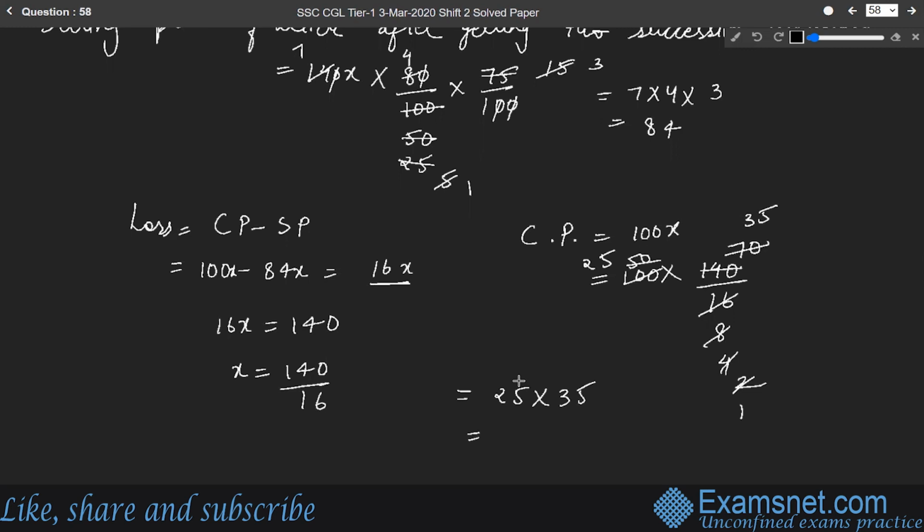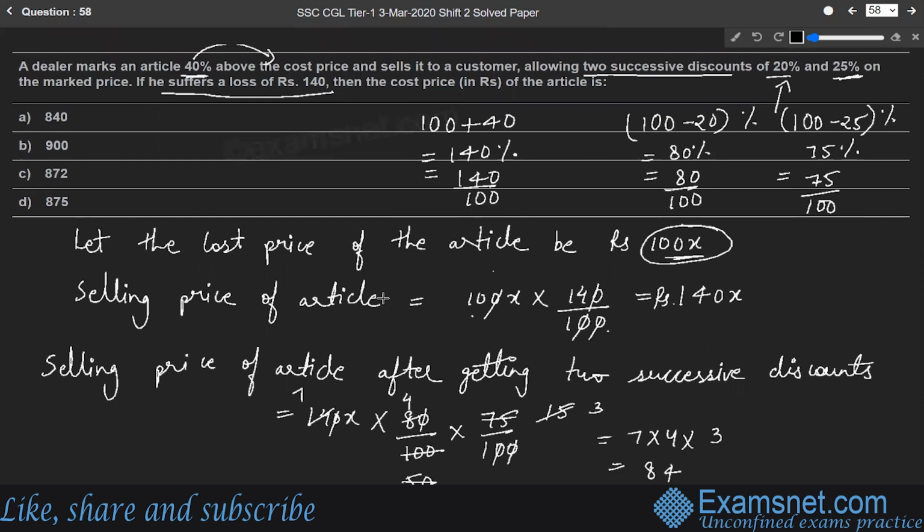Okay. So the remaining value now is 25 into 35. What is 25 into 35? It is 875. So the cost price is 875 rupees. And hence, this is the correct answer for this question. Now let us have a look towards the options. The correct option will be option D, which is 875.